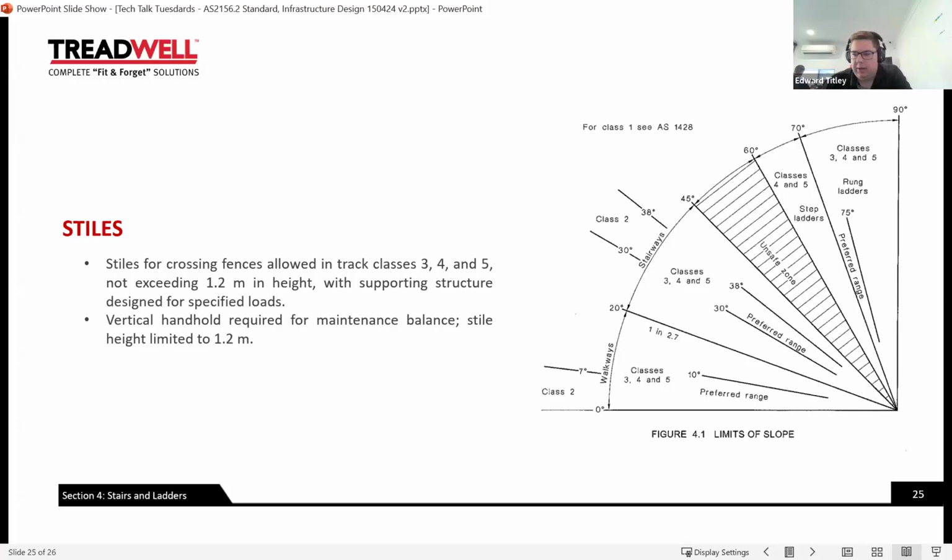Stile crossing fences are allowed in classes 3, 4, and 5, not exceeding 1.2 meters in height, and supporting structure designed for the specified loads, and the vertical handhold required for maintenance of balance, and the stile height limited to 1.2 meters, as we've mentioned. Something to take into account here.